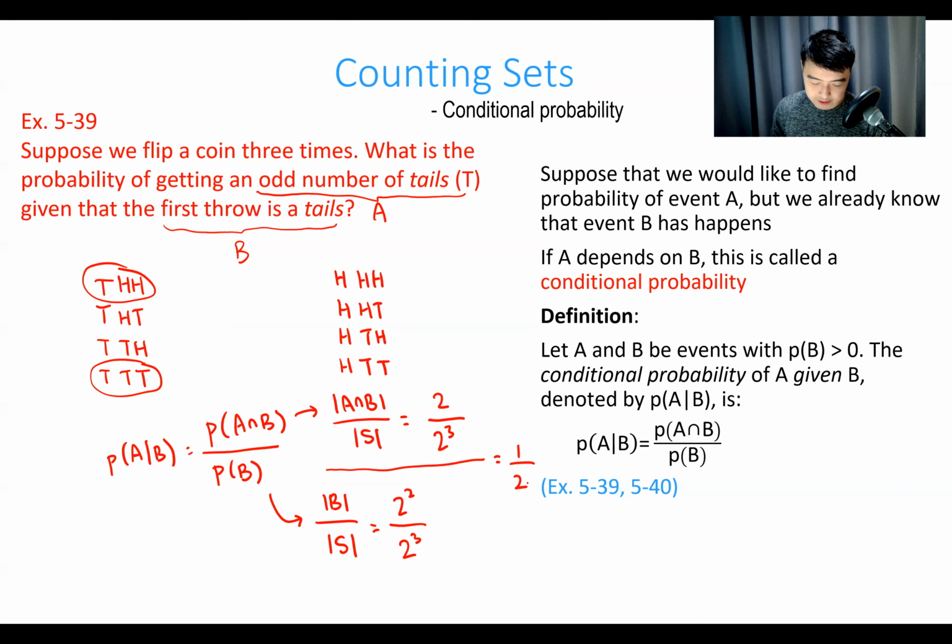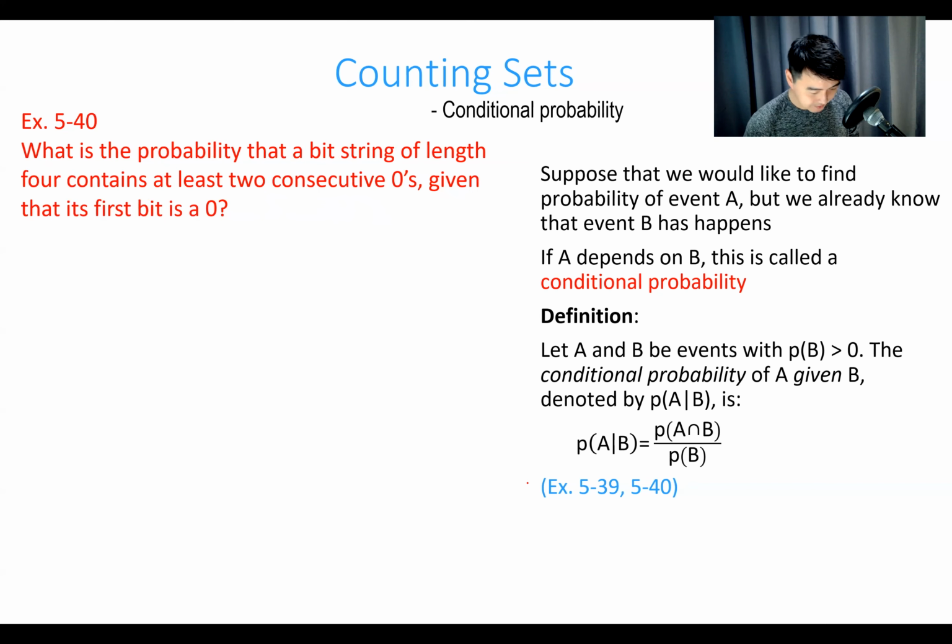All right, let's do one more just to make sure that we understand the idea. What is the probability that a bit string of length 4 contains at least two consecutive zeros, given that the first bit is a 0? Anytime I have something like this, I'm going to label the first part A and the given part B. Here we're doing conditional probability again because B does impact A.